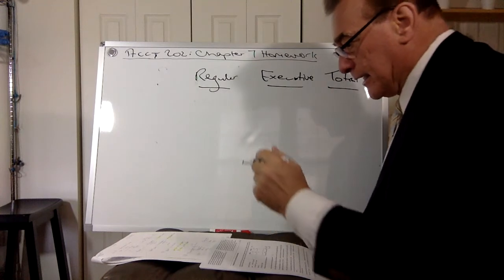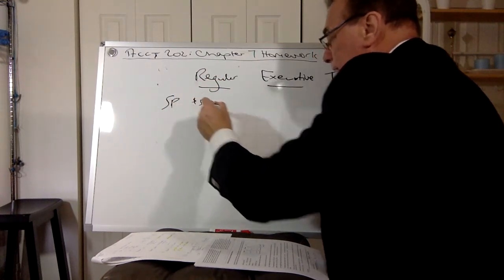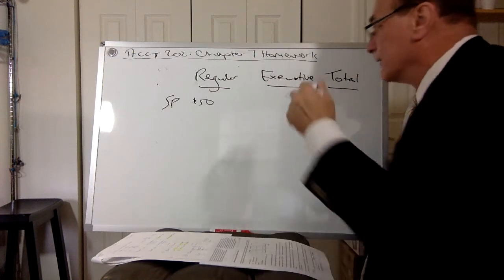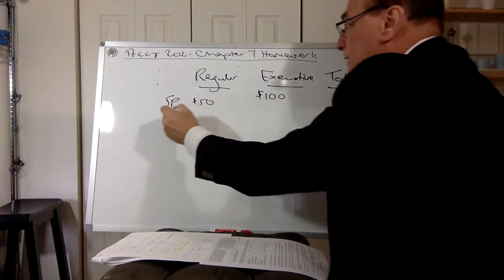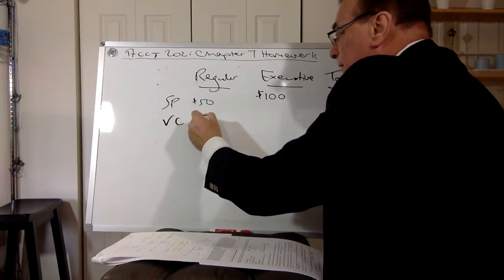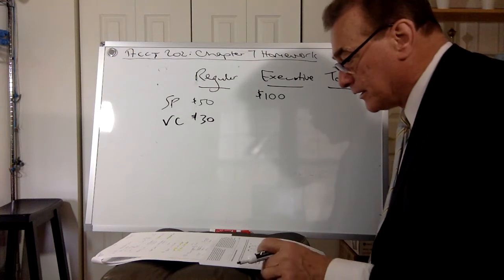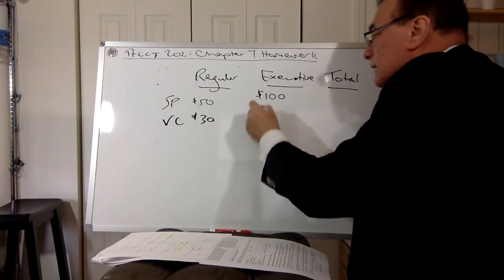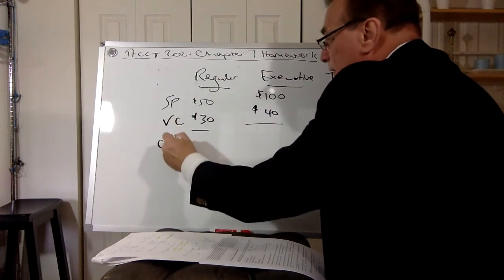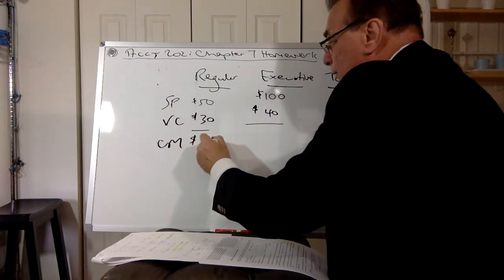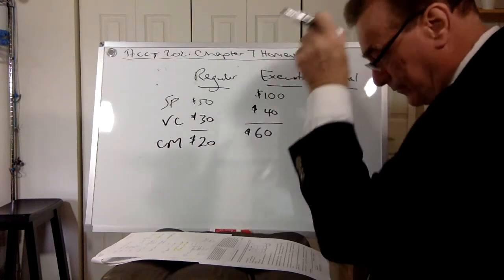Selling price for each. Selling price for regular, $50. Selling price for executive, $100. Variable cost for the regular, same as it was before, $30. Variable cost for the executive, $40. Therefore, you should know straight away, contribution margin regular, $20. Executive contribution margin, $60.